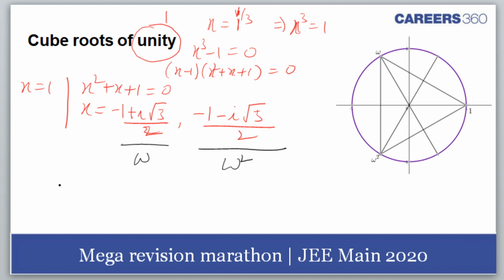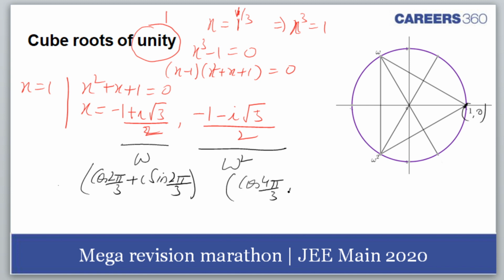Now if I express in modulus argument form, then 1 is 1 comma 0. Omega would be cos 2 pi by 3 plus iota sine 2 pi by 3. This is the modulus argument form of omega. Students, please remember it. Whenever you come across this, it is omega. And omega square in modulus argument form is cos 4 pi by 3 plus iota sine 4 pi by 3.